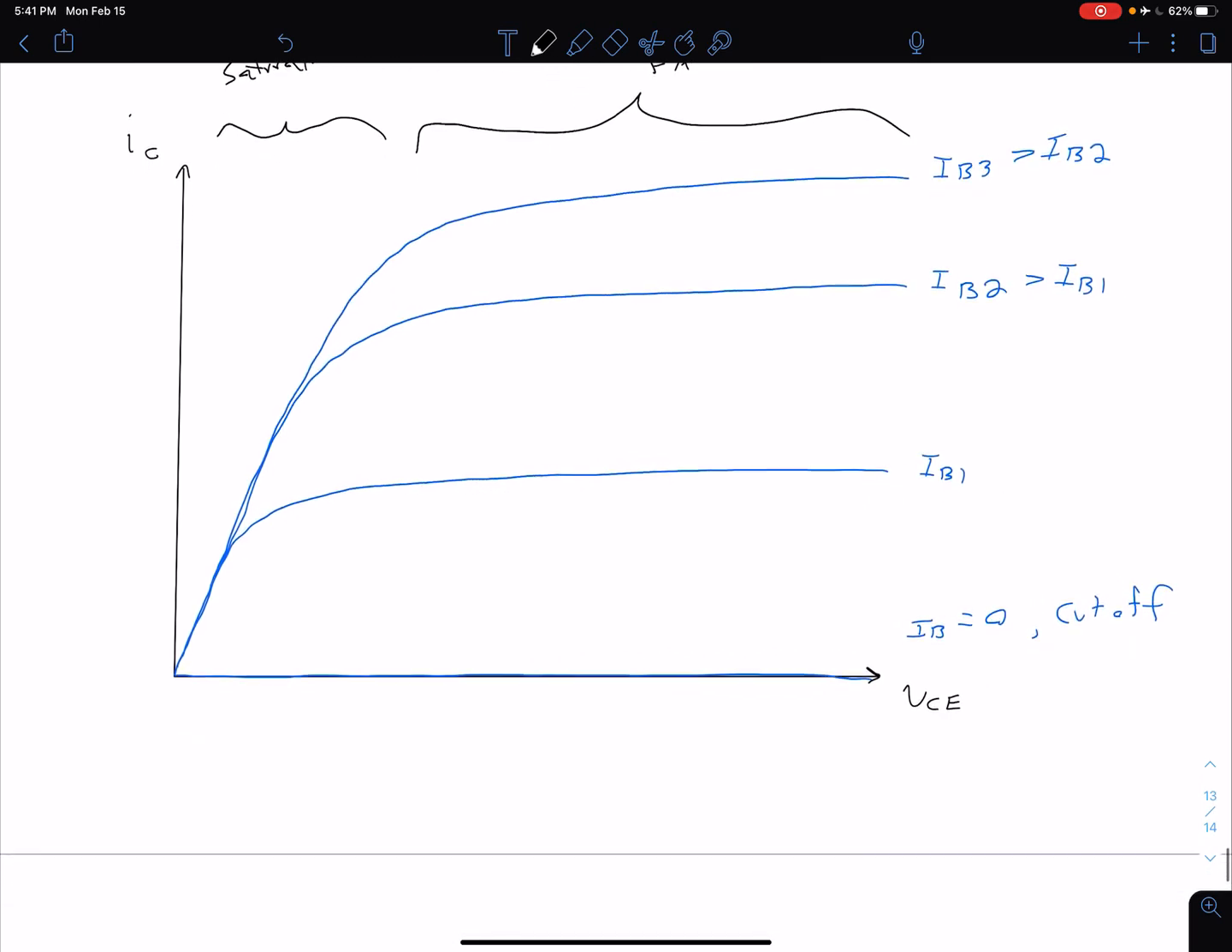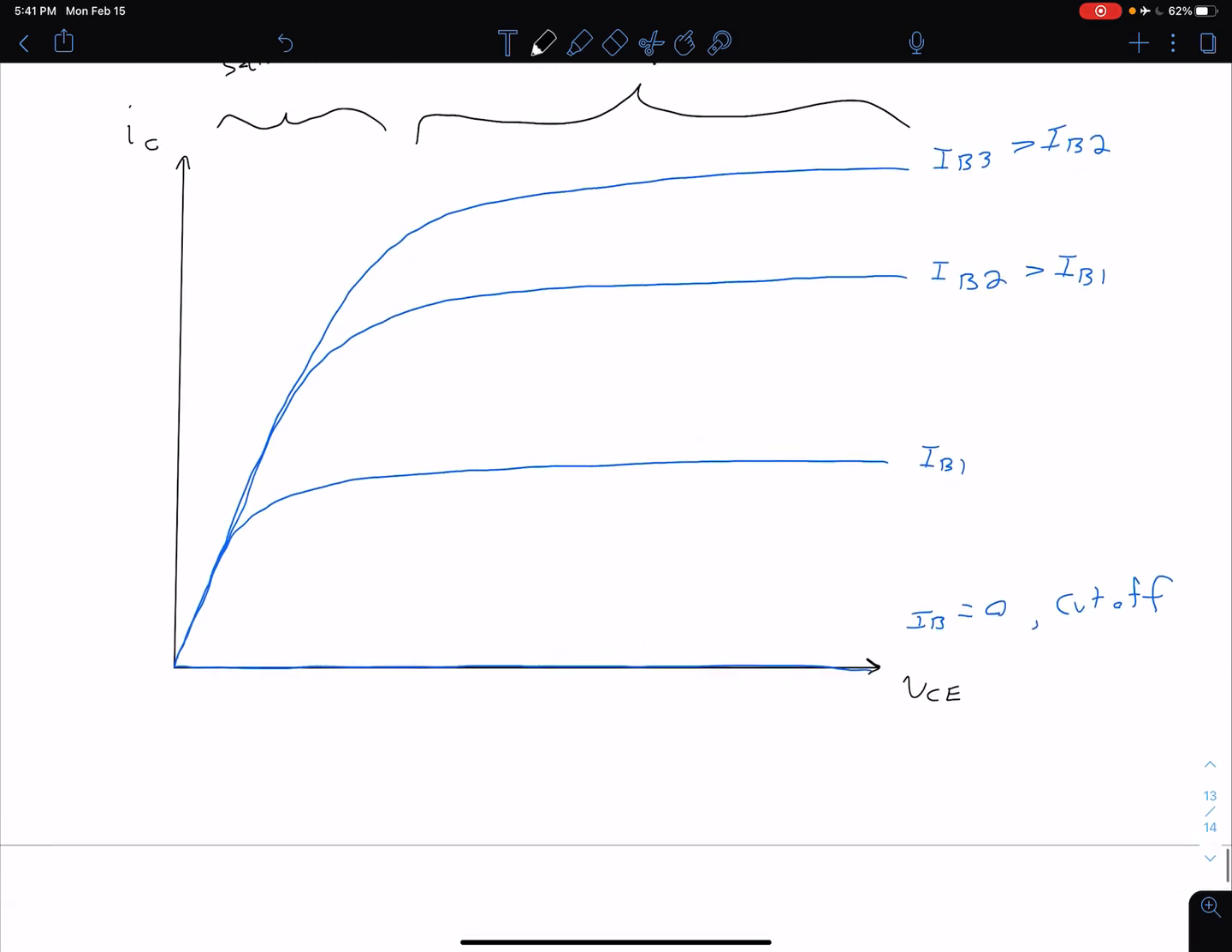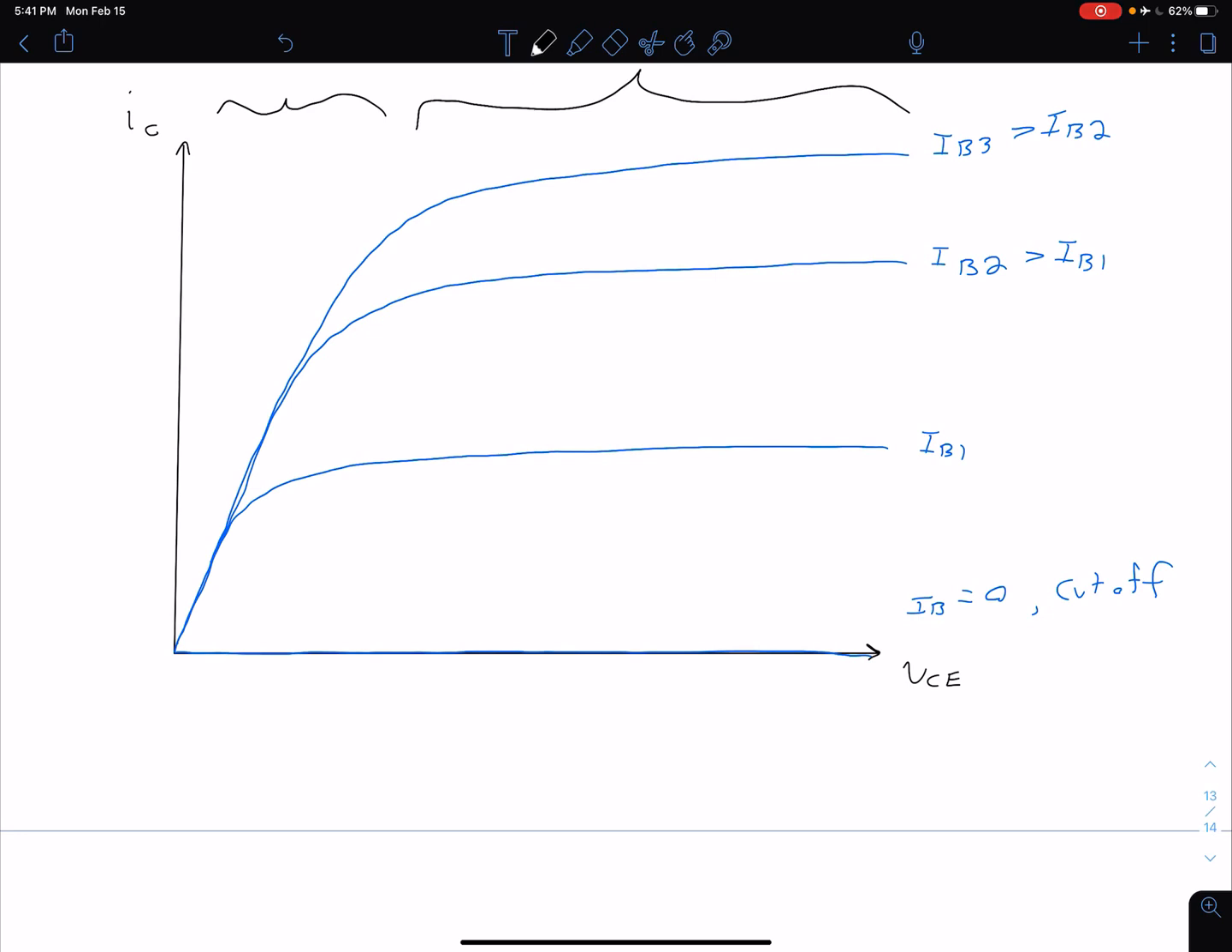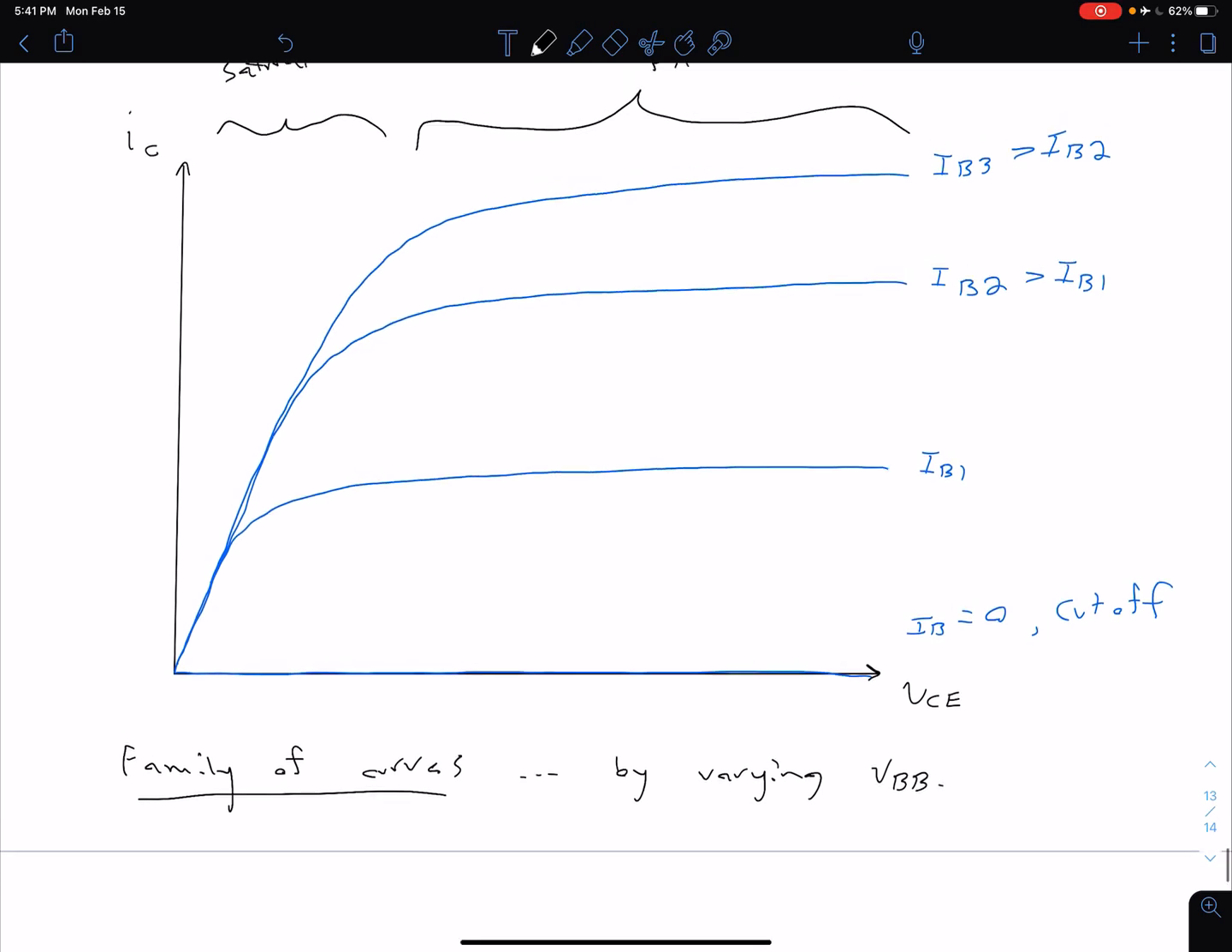Because we have different IV curves instead of just one, for example, that we saw for the diode, what we call this is actually a family of curves. We can get this by varying that VBB, the DC source that's applied between our base and ground.